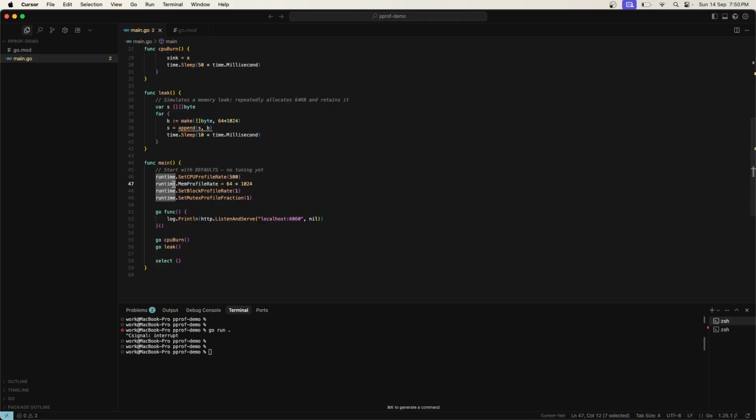And we are also decreasing the allocation that it tracks from 512 kb to 64 kb, so that we are able to track the small leaks as well. By default, block and mutex profiles are off. By setting this to 1, we are enabling the block and mutex profiling as well. Let's rerun our code.